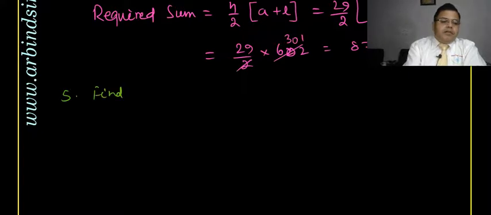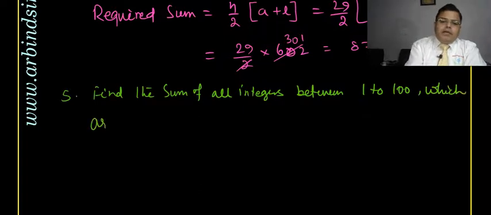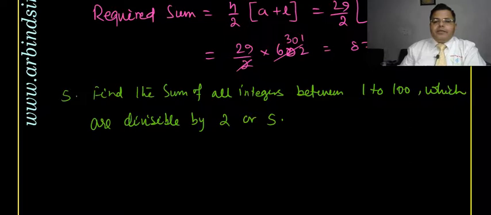Find the sum of all integers from 1 to 100 that are divisible by 2 or 5. Find the sum of all integers between 1 to 100 which are divisible by 2 or 5. So how to deal with this solution?